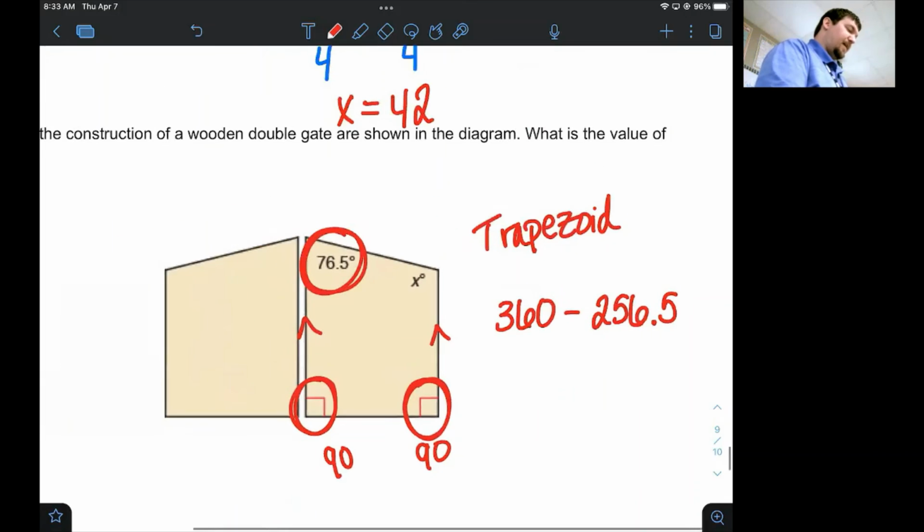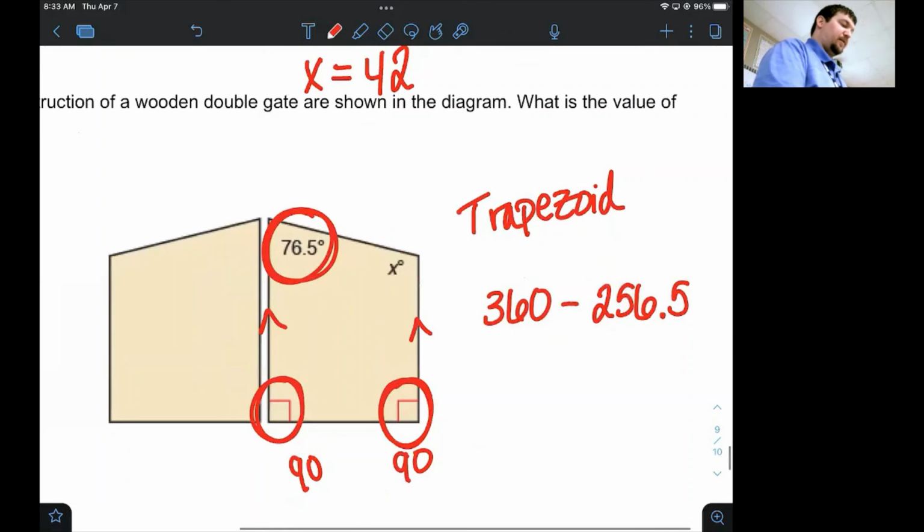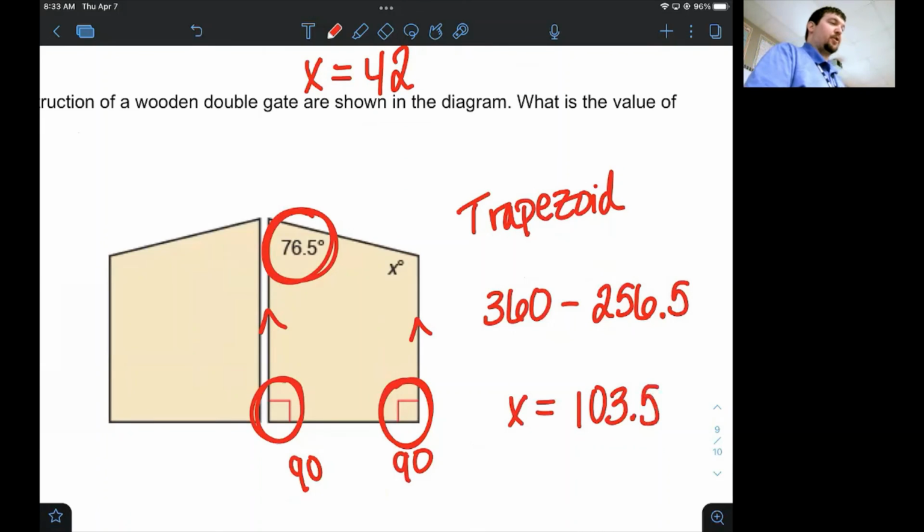103.5. It does say find the value of X. Anytime it says find the value of X, go ahead and put X equals. And then you said 103.5. Okay. If you want to put a degree symbol, you can, but as long as you have the X equals, because it said find the value of X, that's how you would label this problem. The degrees is just icing on the cake. If you want to write it, you can.